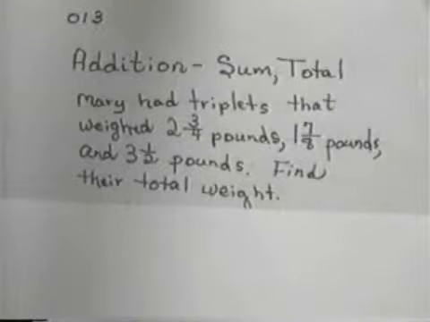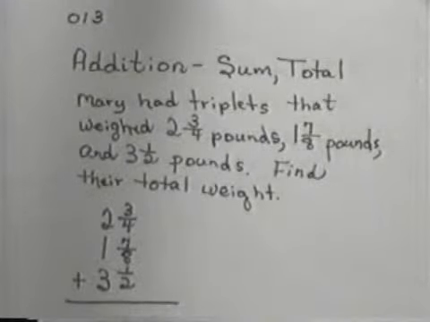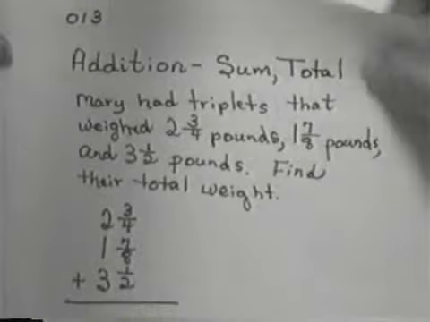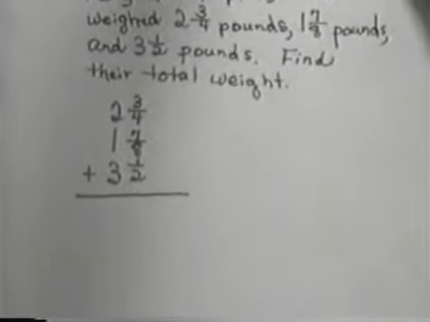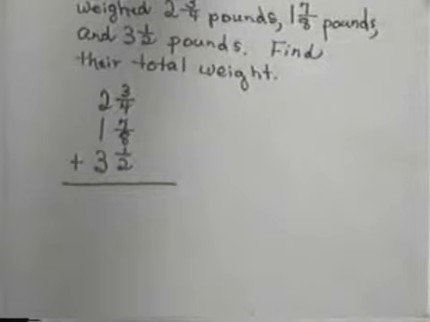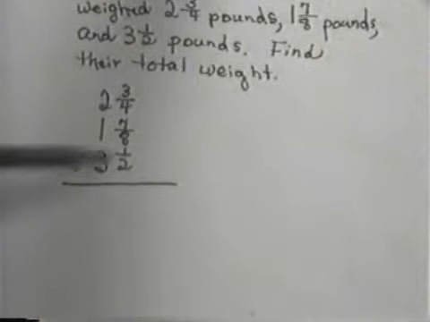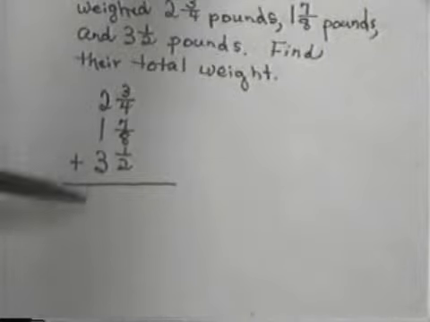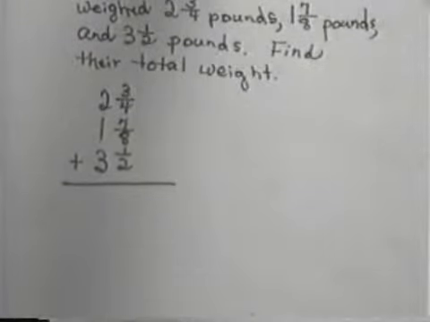So let's list each of the weights. 2 3/4, 1 7/8, and 3 1/2. And we need to add those up to find the total weight. So let's move it up so we'll have some room to add. Now, these are mixed numbers, so we have a couple of choices. We can add by adding the fractions and adding the whole numbers, or we can make them improper and add them as improper fractions. We'll go ahead in this one and leave them as mixed numbers.